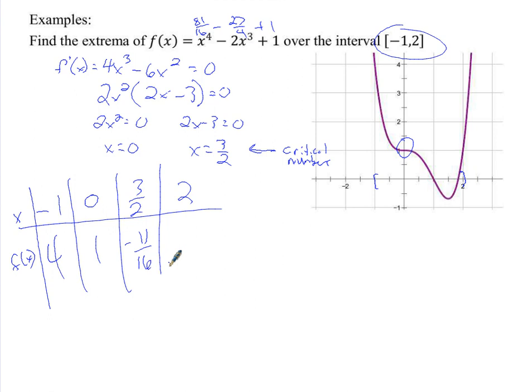Did you do that on a calculator? Yeah? Well, it's right anyway. 2 plugged in, 2 to the fourth is 16, 2 to the third is 8, times 2 is 16. 16 minus 16 is 0, plus 1 is 1.